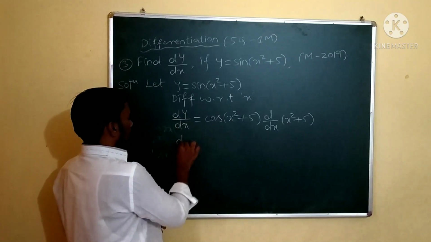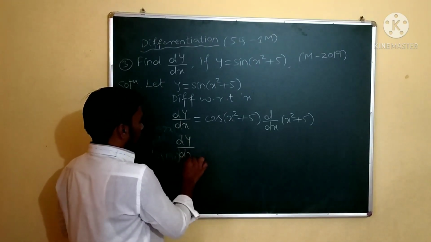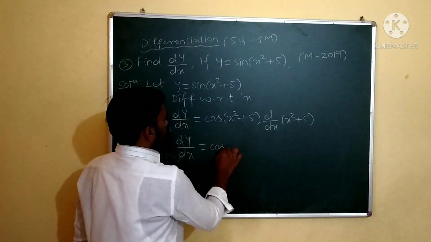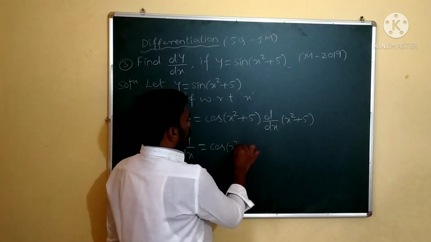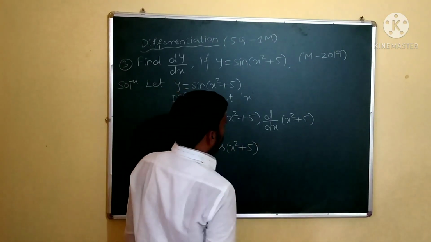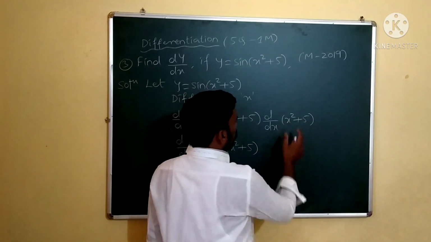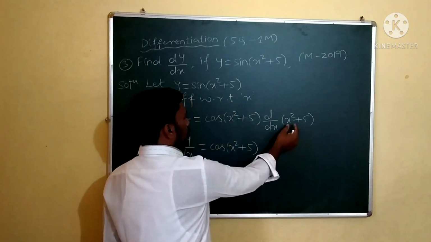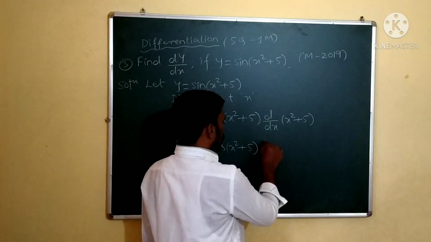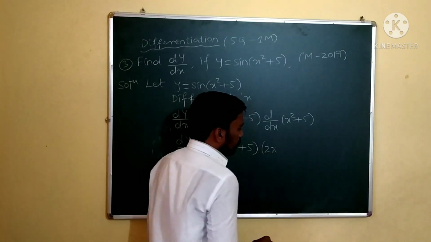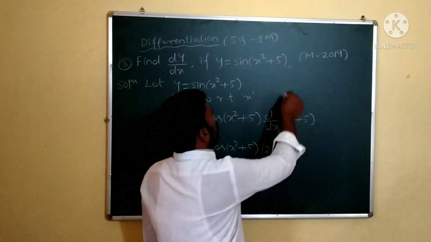That is dy by dx. dy by dx is equal to cos of x to the power of 2 plus 5 into, now this is an algebraic function. Take the derivative of x square. Derivative of x square is what? Derivative of x square is 2x. Okay, so apply that standard formula.